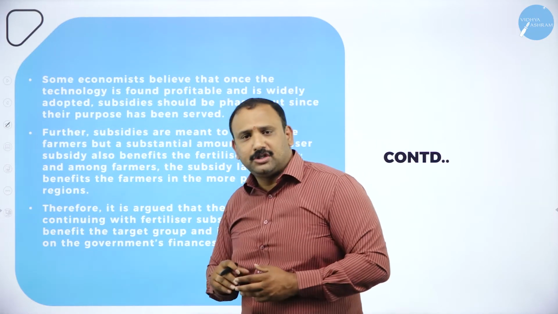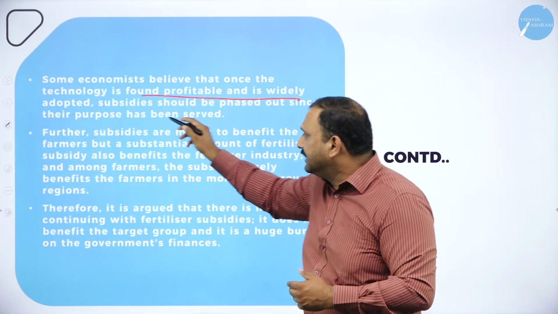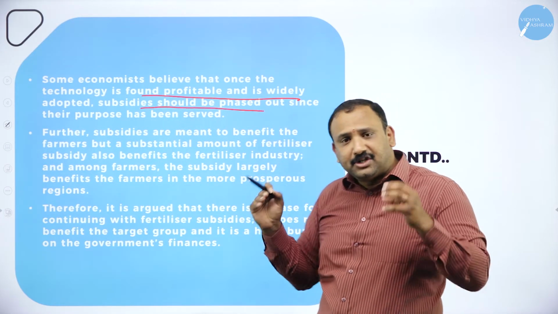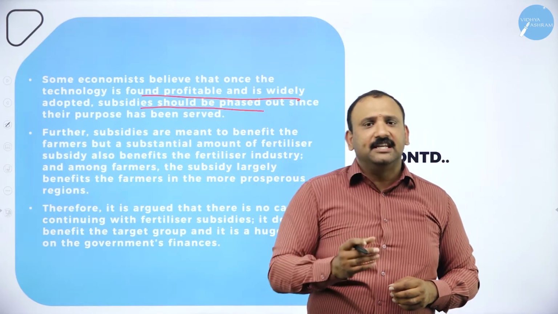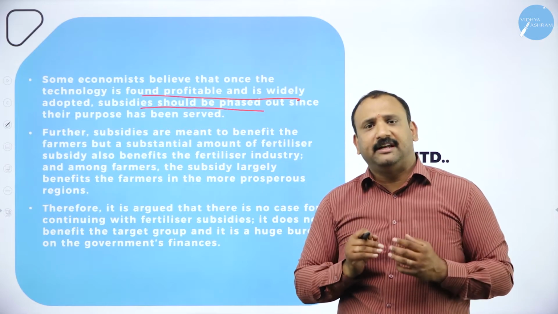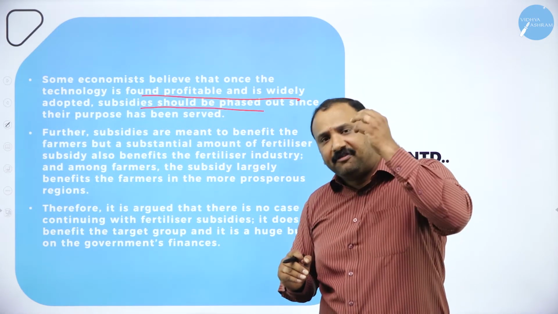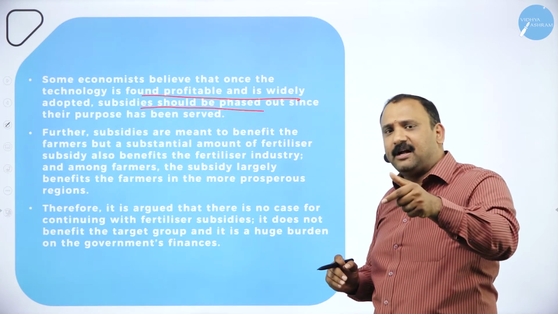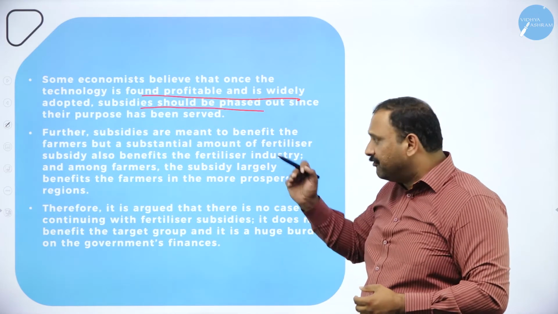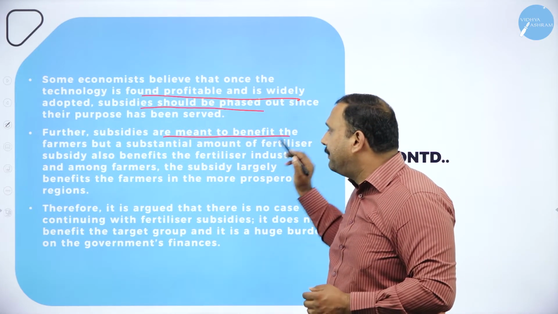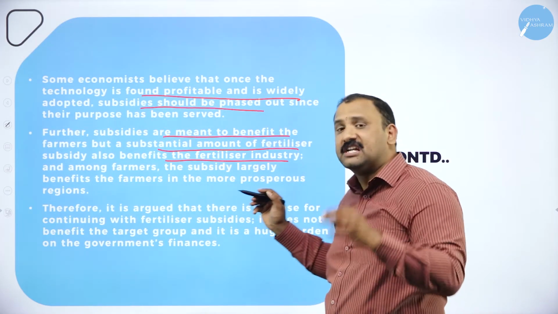some economists also believe that once the technology is found profitable and it is widely adopted, subsidy should be withdrawn in a phased manner. So that's what I was trying to say: if technology can be utilized for development, it needs to be introduced phase by phase, so that the farmer understands and takes his time to implement it and grow out of it. Further, subsidies are meant to benefit farmers, but a substantial amount of the fertilizer subsidy also benefits the industry.